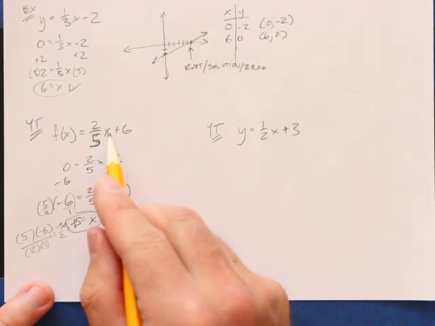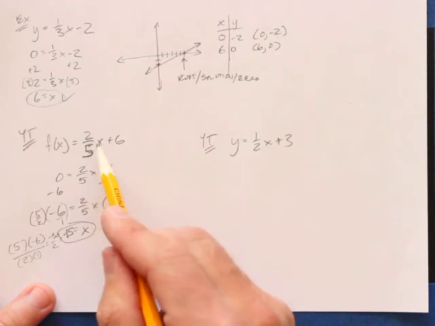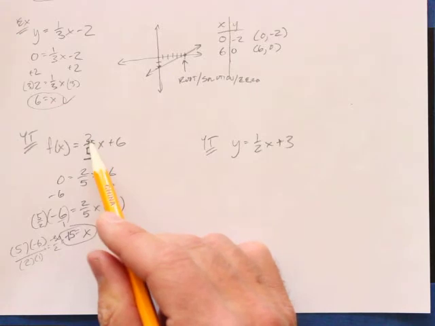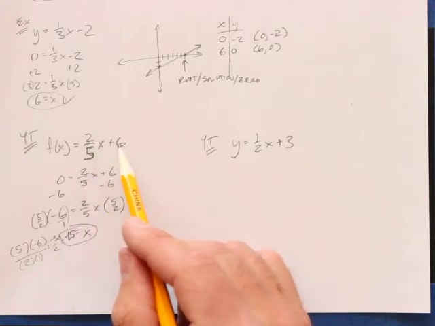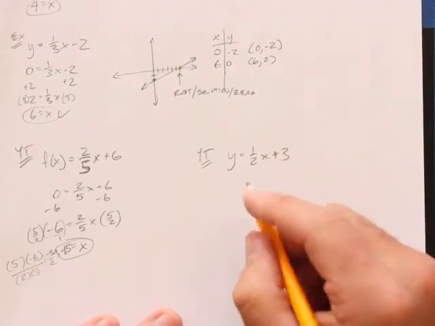And if I were to plug that back in there, I would see that negative 15 times 2/5 is negative 3 times 2, which is negative 6. Negative 6 plus 6 is 0, so that works out. Let's look at this next one.